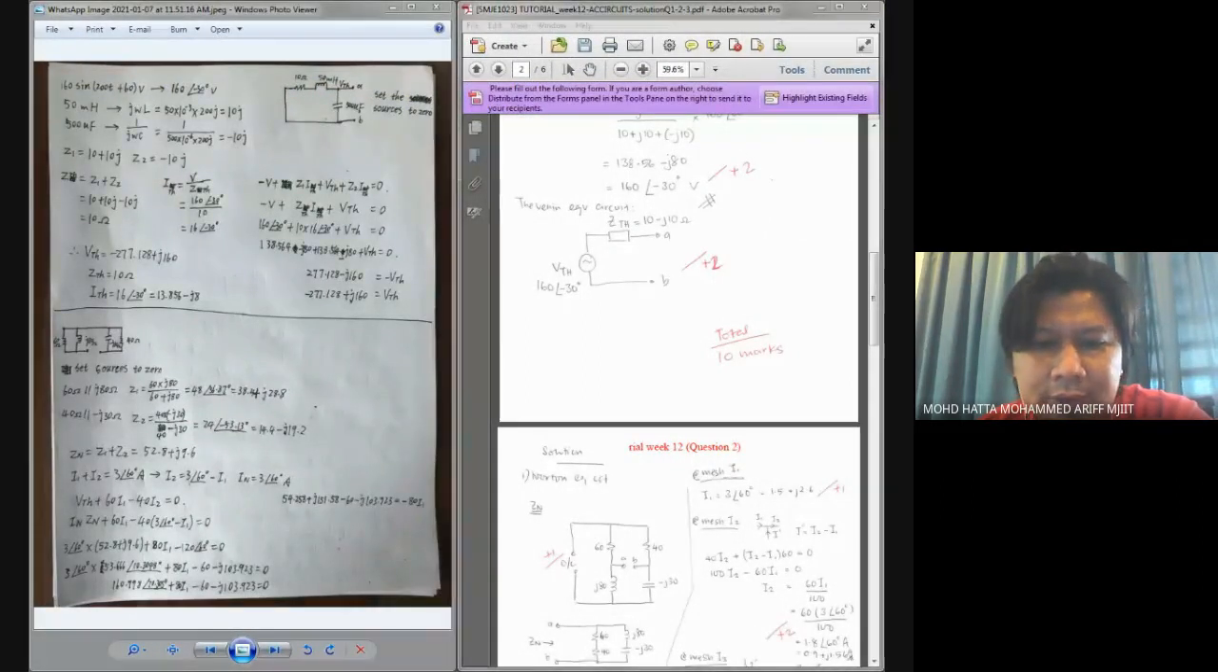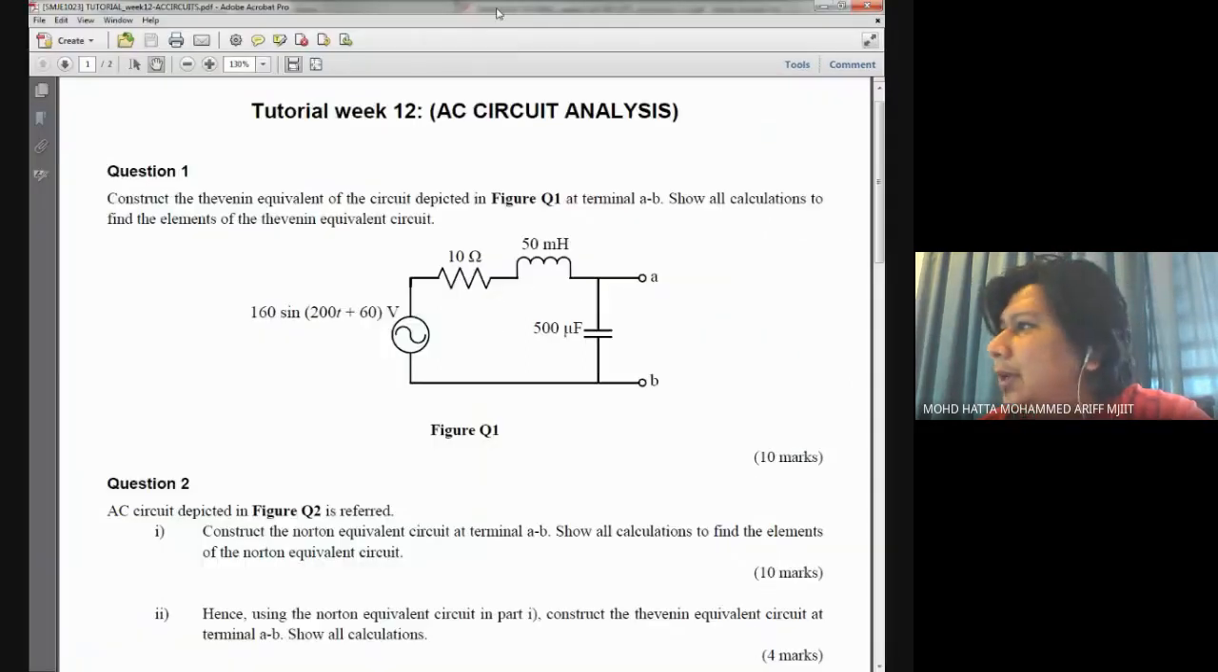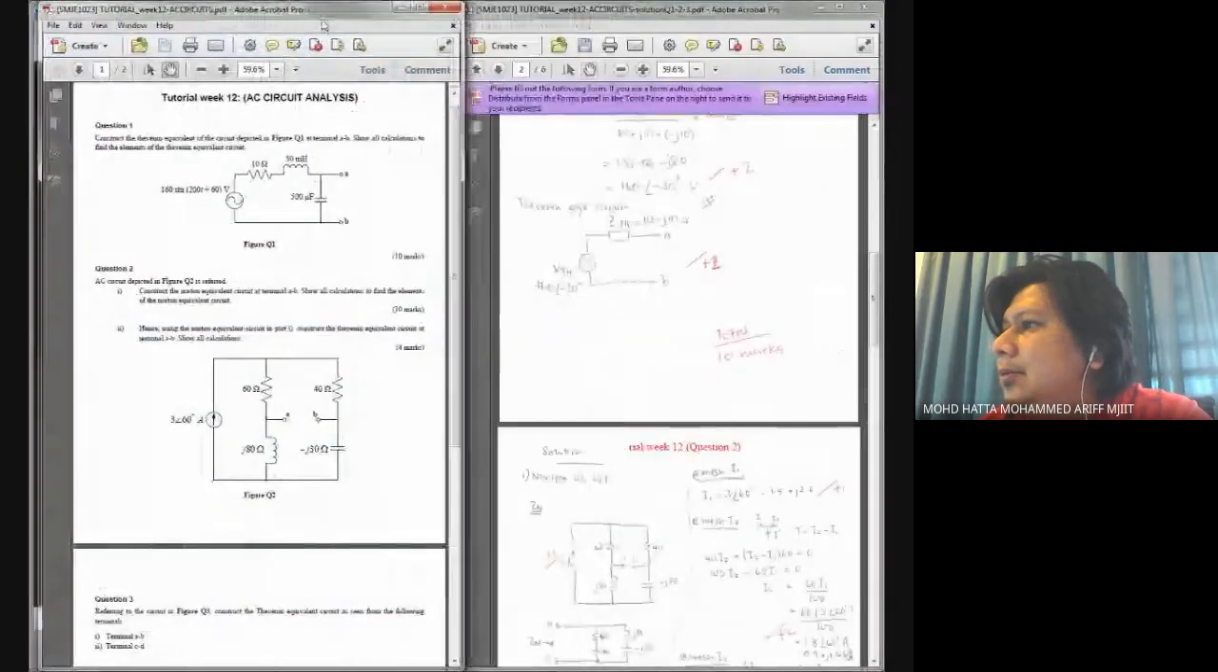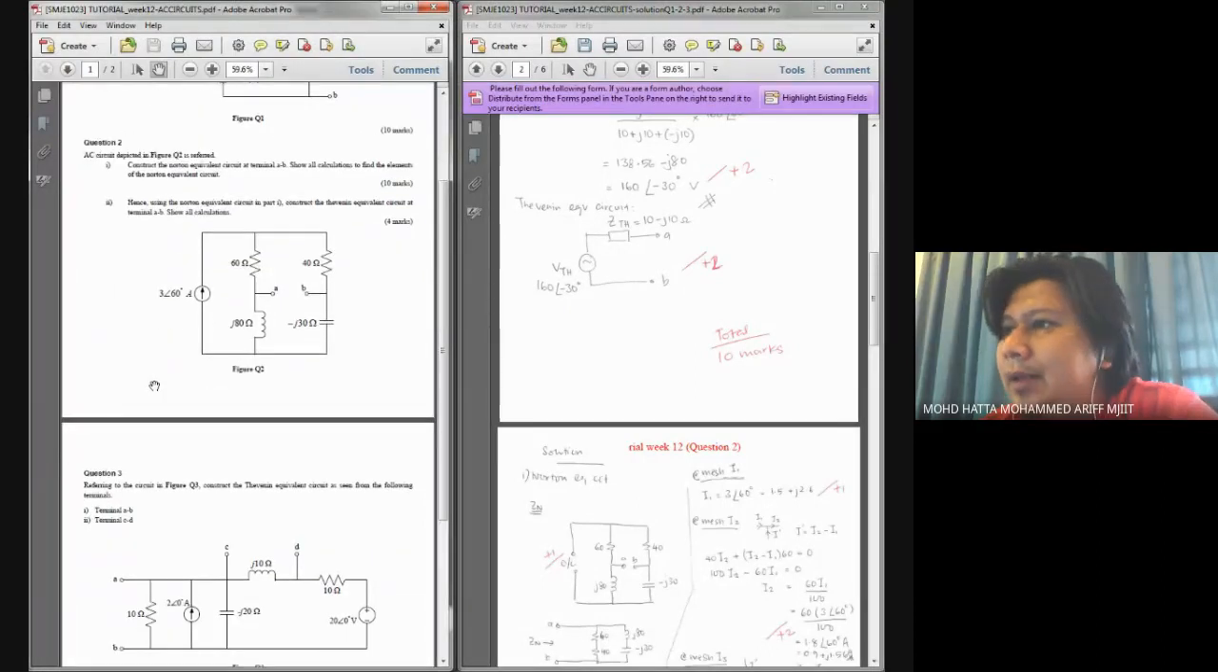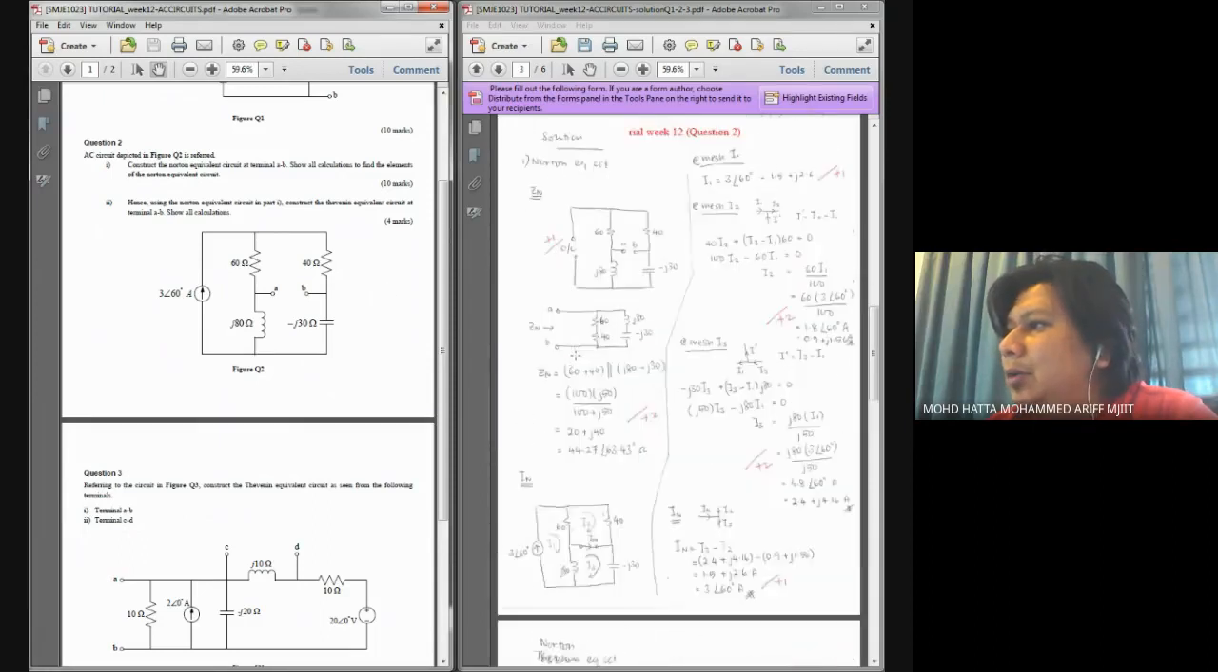The second question is about another circuit, and we have two parts. The first part is to construct the Norton equivalent circuit at terminals A and B. The second part is, using that Norton equivalent, to construct a Thevenin equivalent circuit. You need to show all your calculation, and the whole thing is about 14 marks. I will speed up the explanation of the solution.